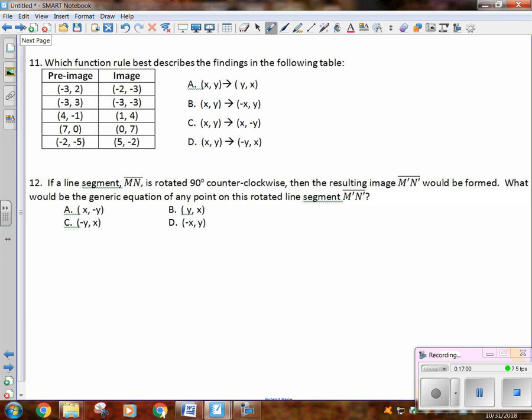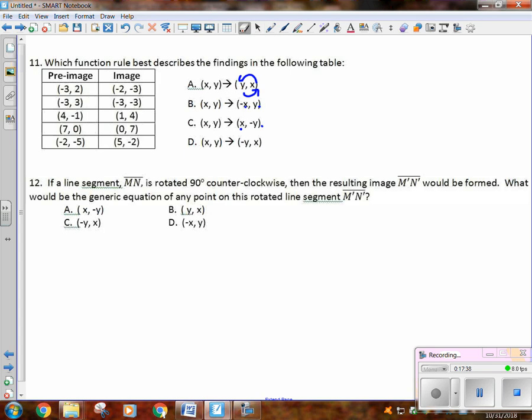Number 11, the function rule. Which function rule best describes the findings of the table? So they've given you the pre-image and the image, and they're wanting to know which one of these rules. Now, these are all rules that we did when we did our transformation unit. This one right here says the x comes to the front, the y goes to the back, but everything stays the same. This one says the x stays in the front and goes opposite, y stays in the back, stays the same. Now letter C says x stays in the front the same, y in the back just goes opposite. And in D it says I'm going to move the y to the front and it goes opposite, x goes to the back and stays the same.